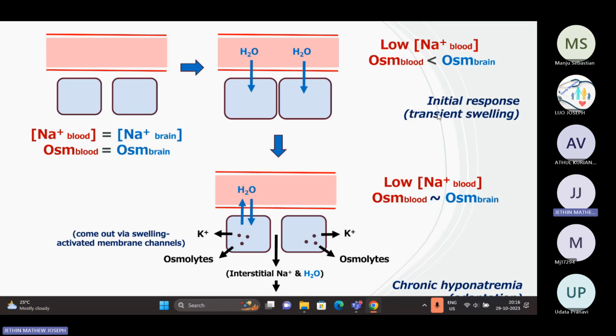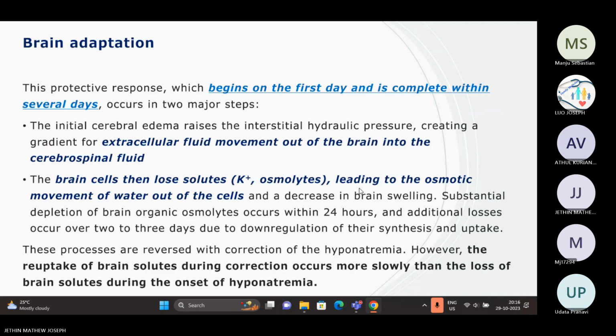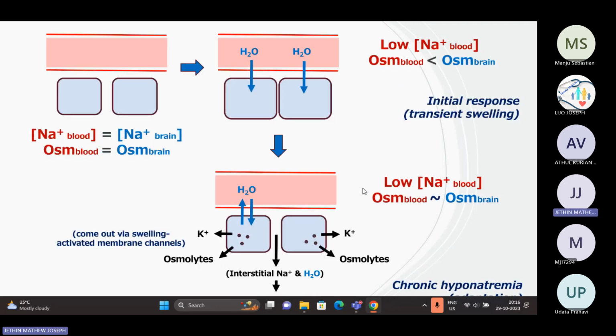What happens in chronic hyponatremia is that the brain cells start to adapt to this. Am I audible? Someone has messaged me saying that it's not audible. Ma'am, can you hear me? Yeah, you are audible. The participants are texting me.